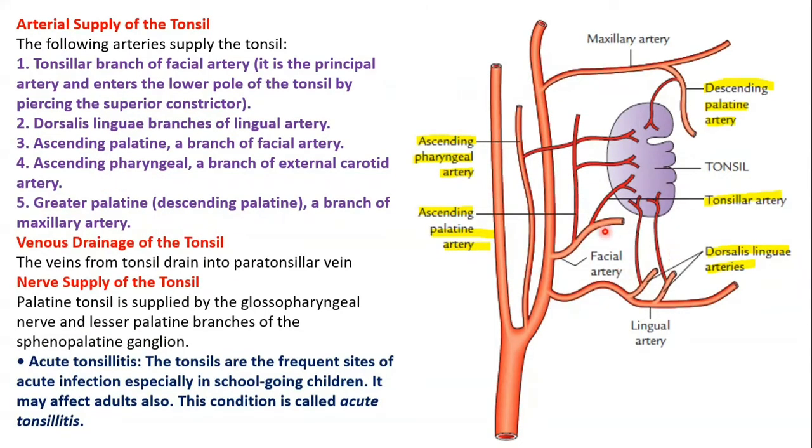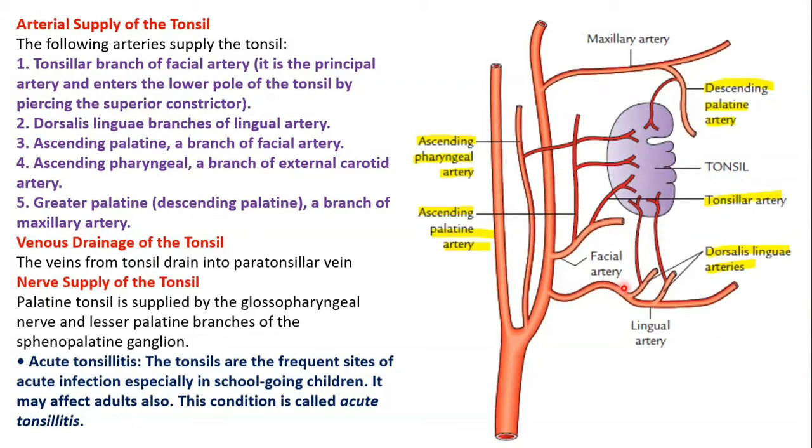Now the arterial supply of the tonsils. This is the common carotid artery, this one is the external carotid artery, and this one is the internal carotid artery. No branch is going towards the tonsil from the internal carotid artery, while the branches from the external carotid artery are going to supply the tonsils. First of all, you should know the names of the branches of this external carotid artery.